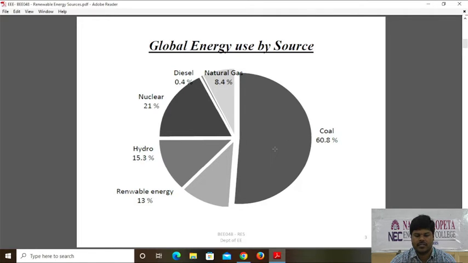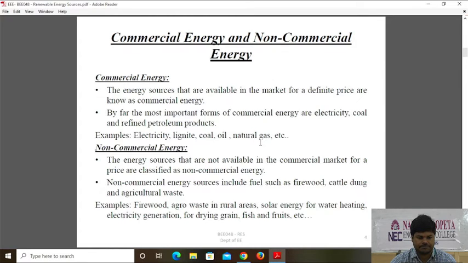60.8% energy generation is from coal, nothing but non-renewable energy source. 8.4% is from natural gas, 0.4% is from diesel, and nuclear is 21%, hydro is only 15.3%, and still 30% of the energy generation is from renewable energy source. So we should increase these renewable energy sources so that it is more recommendable.